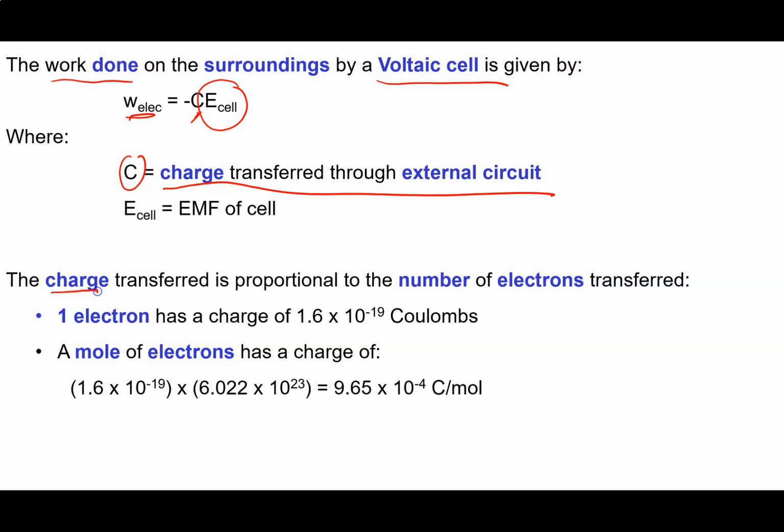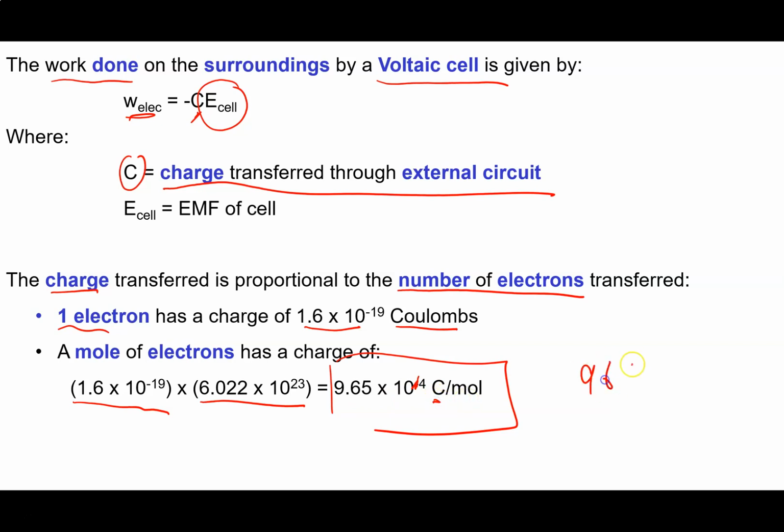So how much charge is transferred? Well, the charge that's transferred is going to be directly related to the number of electrons transferred. The more electrons we transfer, the greater the amount of charge that we will be transferring. So one electron has an electrical charge of 1.6 by 10 to the minus 19 coulombs. And a mole of electrons just has this number multiplied by Avogadro's number. So that's going to have the charge of 1.6 by 10 to the minus 19 times Avogadro's number. So a mole of electrons has an electrical charge of 9.65 by 10 to the 4 coulombs per mole.